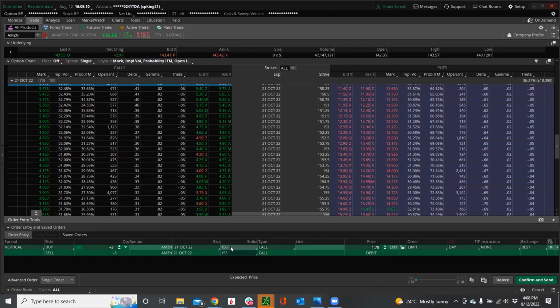Give me a 1 if that makes sense. Yes, by October, Blake, by October 21st, because that's what we're talking about for expiration. So by expiration, and I'm going to get more into detail on that, you want the Amazon price to be at a certain level.